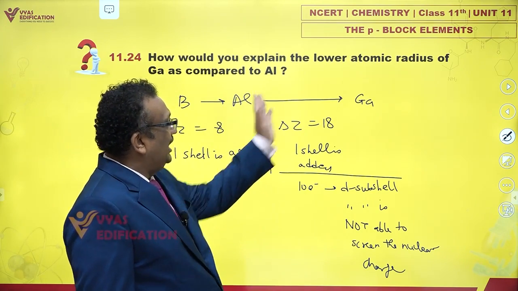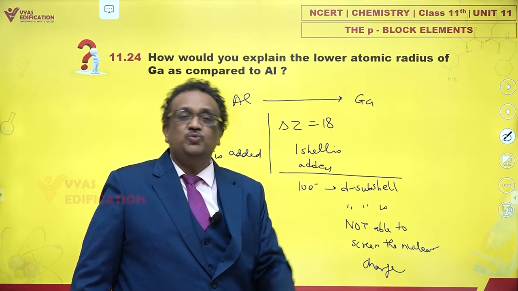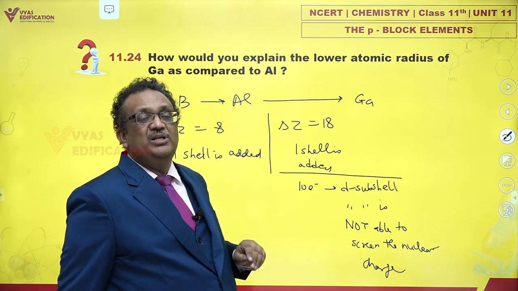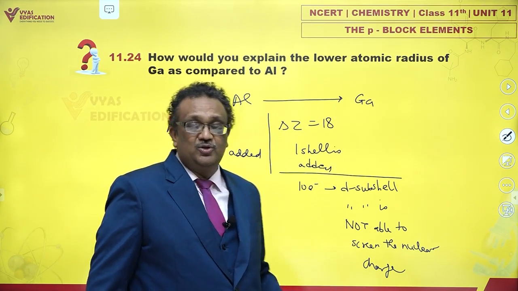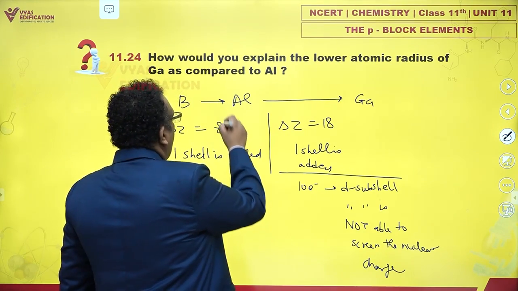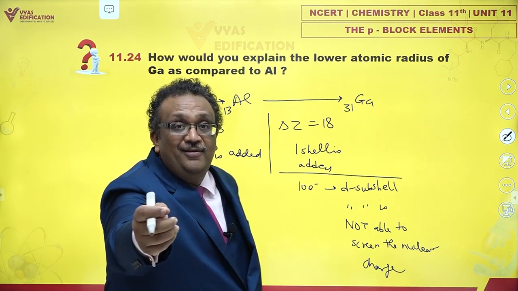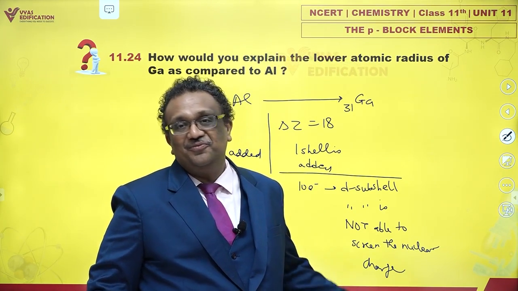moment D block ends and gallium appears, the size becomes so small that gallium actually has a very small radius, 2 or 3 picometers less as compared to aluminium. Atomic number of aluminium is 13 and gallium is 31, and still gallium is smaller because of this reason.